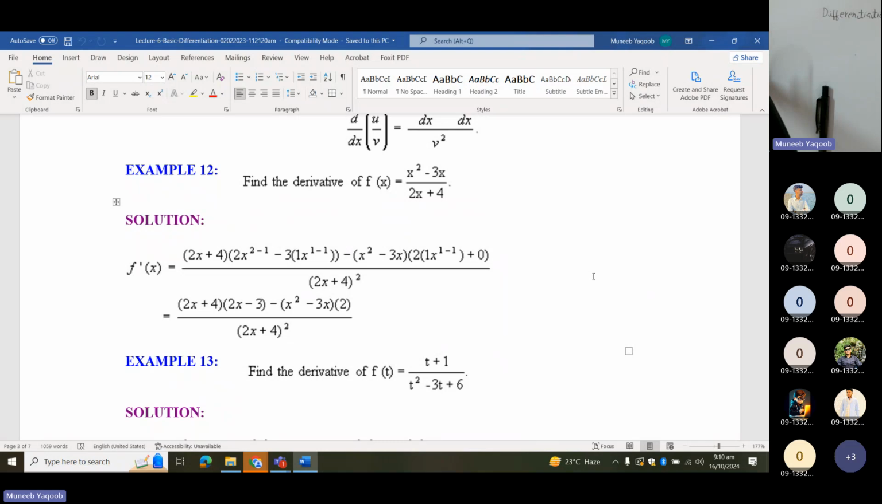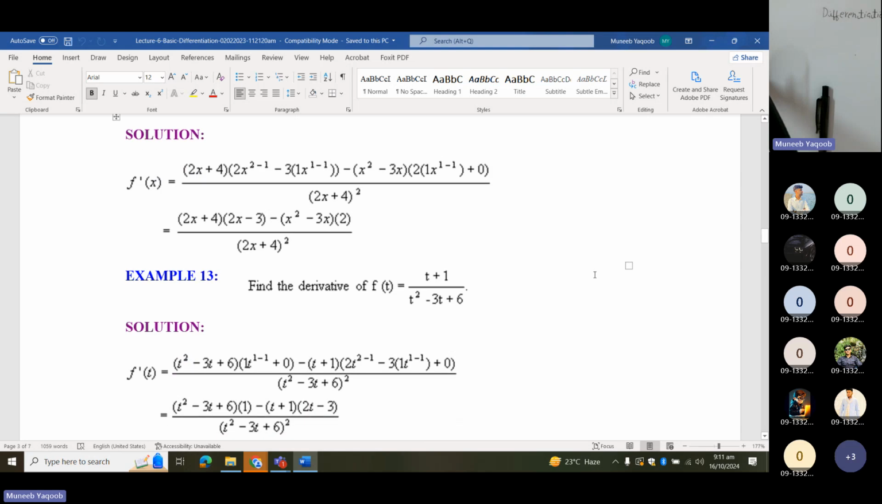Then we will divide the numerator by the square of the denominator, so it will be (2x plus 4) whole square. Now again we can simplify these terms, and then we can add or subtract the corresponding terms. But that is left for you, because the purpose of this example is to make you understand the quotient rule. So the rest of the simplifications you can do by yourself.